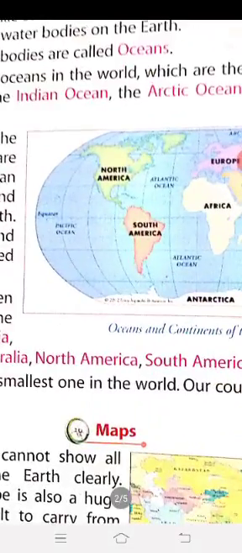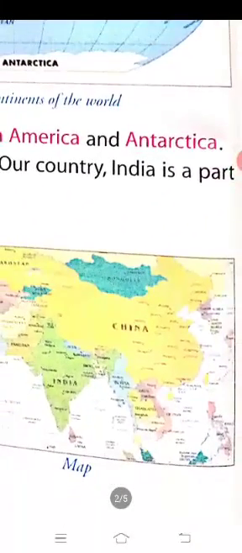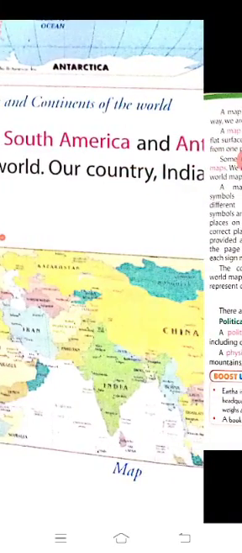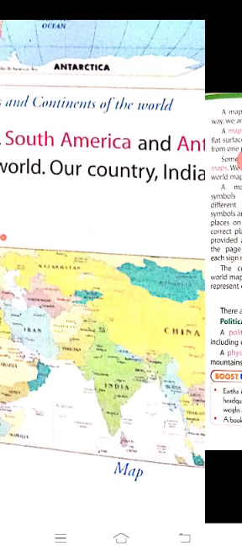Now let's move to maps, dear students. What are maps? Maps are like this. You can see the photograph of a map. India is here in green, and on the northern side, China is there. What is a map, dear students? A small globe can't show all the places of the earth clearly. Moreover, the globe is also a huge ball and it is difficult to carry from one place to another, and it occupies a lot of space. To solve this problem, the scholars divided a globe into 2 halves and drew them on paper.